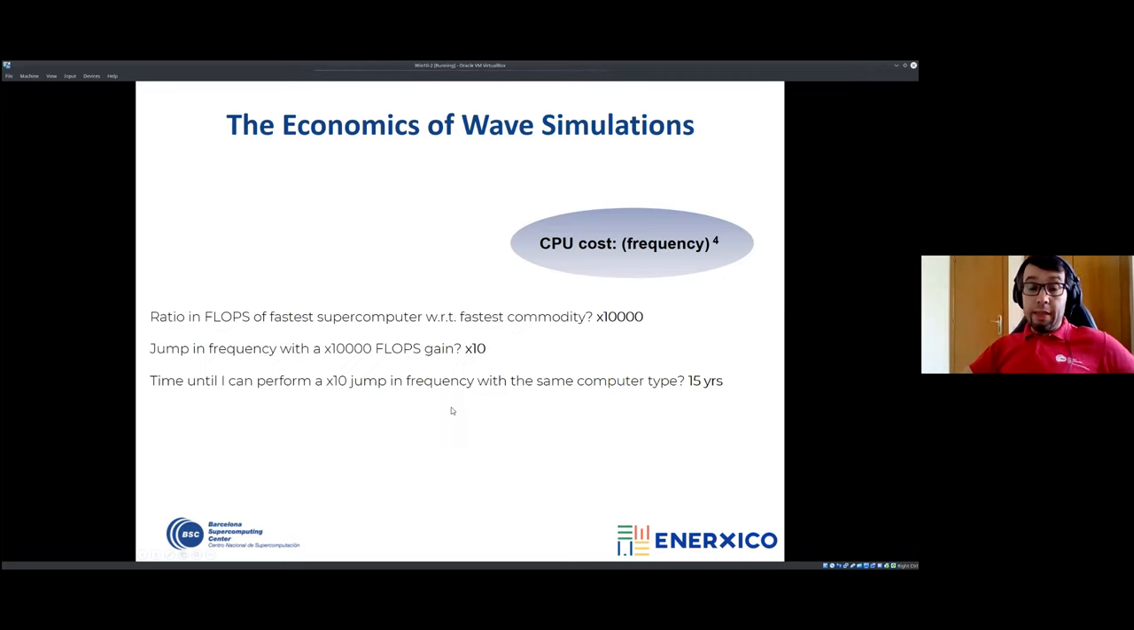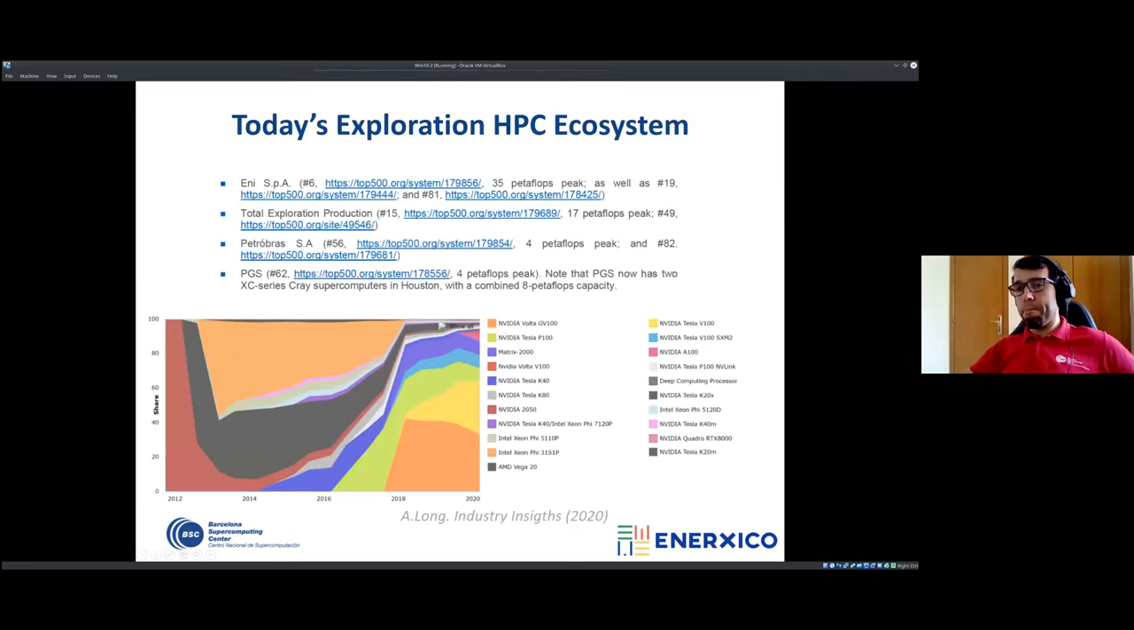Or I can just sit and wait for computers to grow faster and hope to buy the next big computer in 15 years' time, and I will get this same frequency jump by doing nothing, essentially just waiting for the next computer to show up.